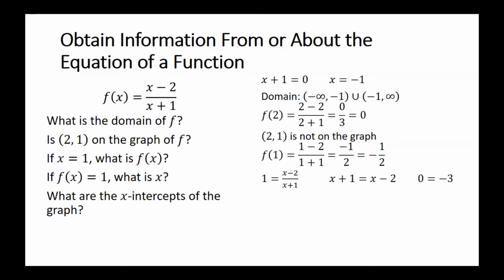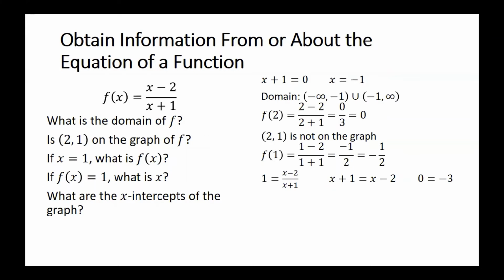If we want to know f of x equal to 1, what is x? Then we set f of x equal to 1. We have 1 equal to x minus 2 over x plus 1. Multiply both sides by x plus 1, and we get x plus 1 is equal to x minus 2. Subtract x from both sides, subtract 1 from both sides, and we get 0 is equal to -3.